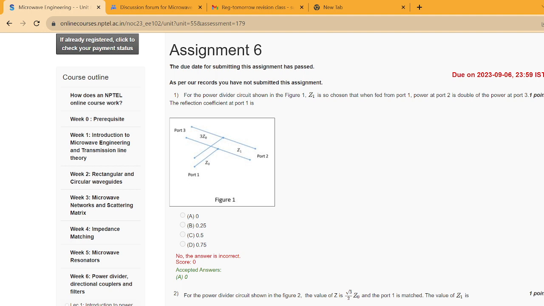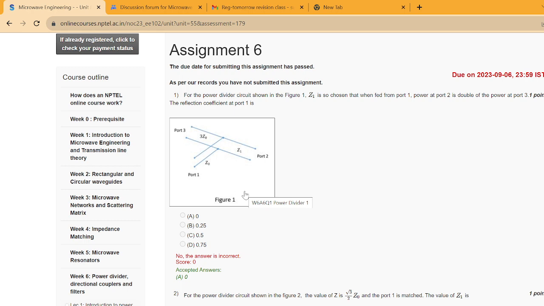Okay. So for a power divider, always remember, write down the equation for power. Then based on that you can say what should be the impedance value required. Then suppose you have two different impedances at port 2 and port 3. You have to take a parallel combination such that we'll get the equivalent. Then that will be like a load. Then load impedance minus characteristic impedance will give you the reflection coefficient.